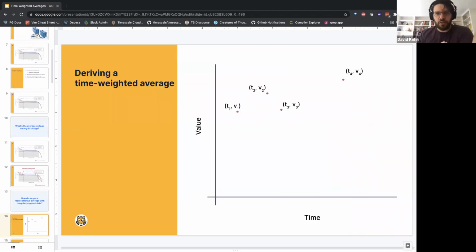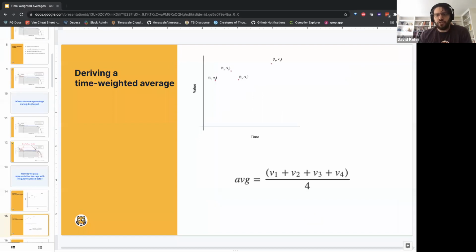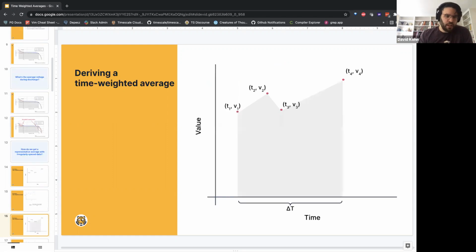So let's consider a simplified version of a time series with irregularly spaced points. We have a few points on this graph. The normal average would just be this: v1 plus v2 plus v3 plus v4, add up all the values, divide by the number of values. Okay, that's our average.